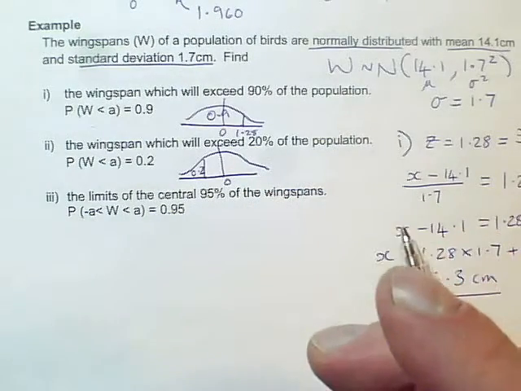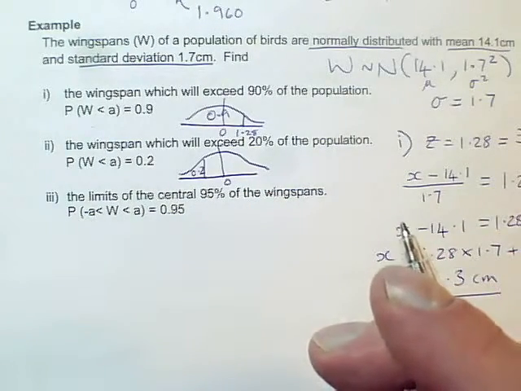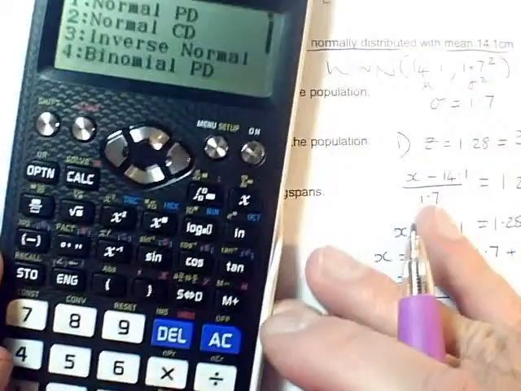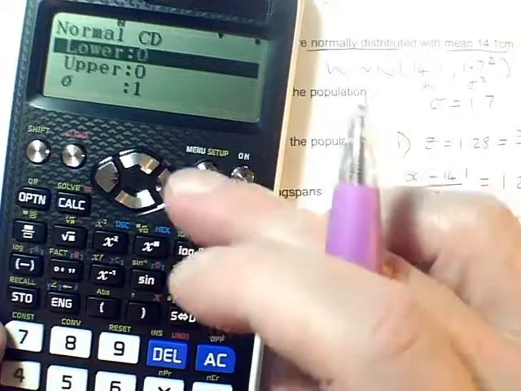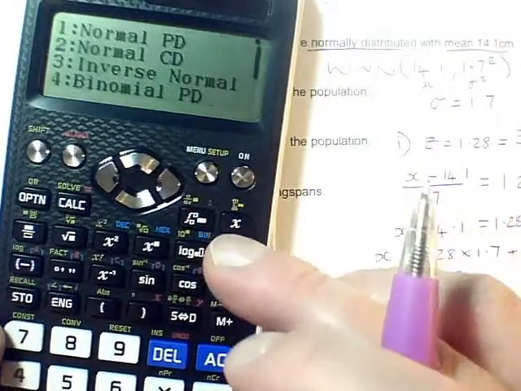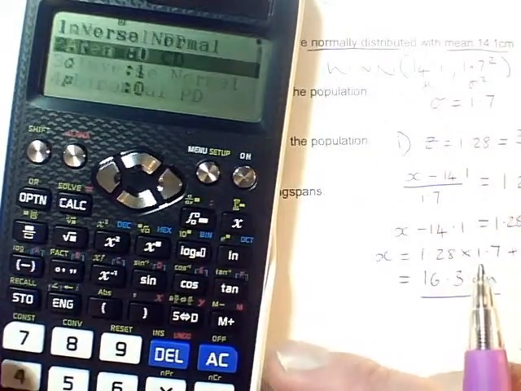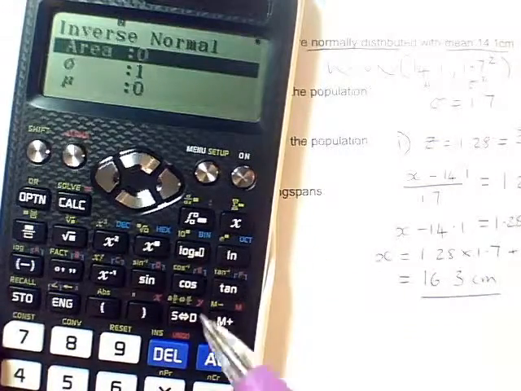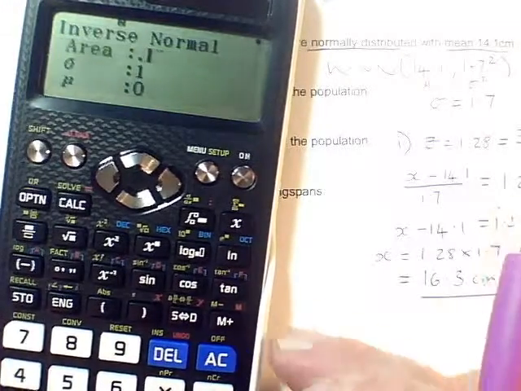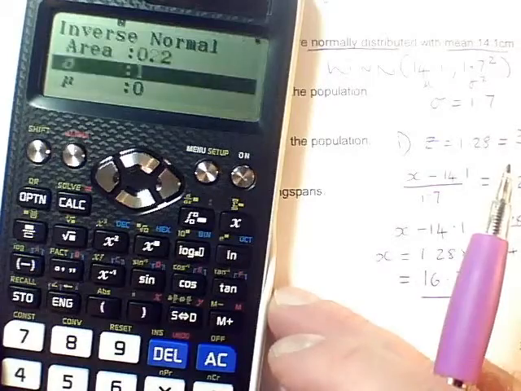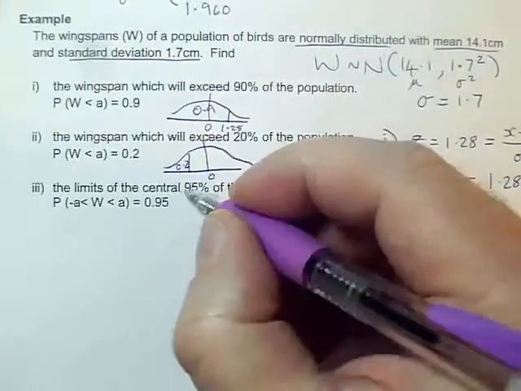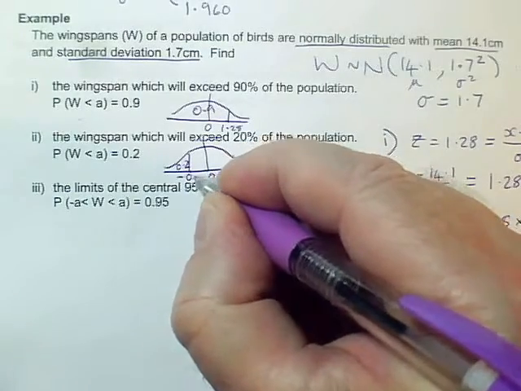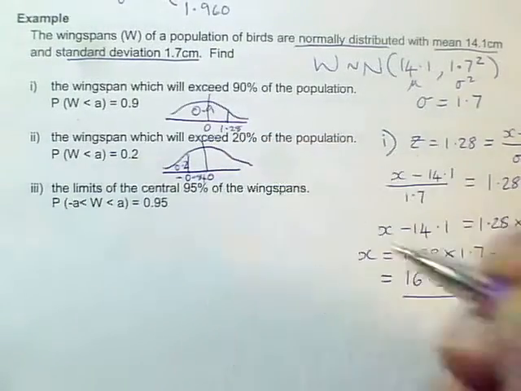So I go back to my calculator and I set myself up with inverse normal. We're starting with a probability, and we want a z value. So the area I'm starting with is 0.2, and it will tell me the z value is minus 0.841, minus 0.84. Makes sense on the diagram that it's negative.